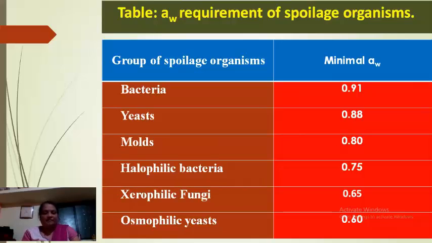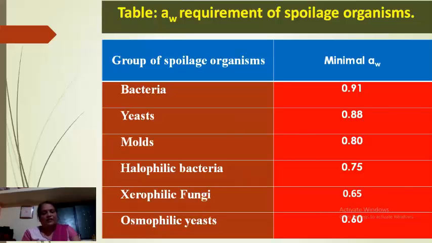Halophilic bacteria, AW requirement minimal is 0.75. Xerophilic fungi, AW requirement is 0.65. And osmophilic yeasts, AW requirement is very less, 0.60.